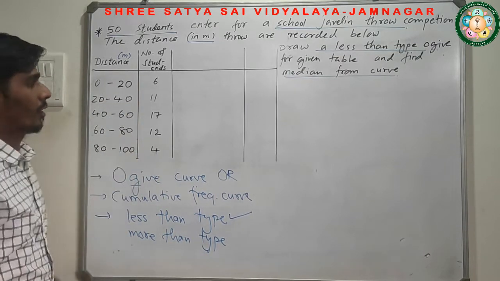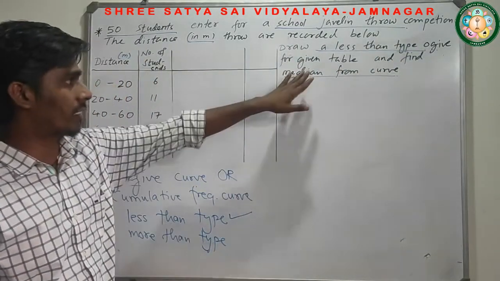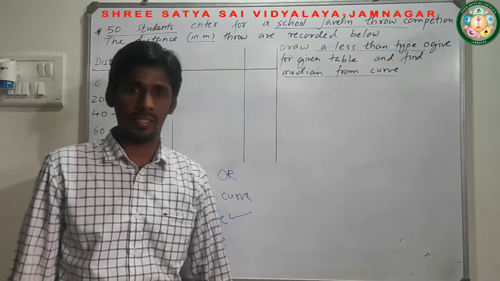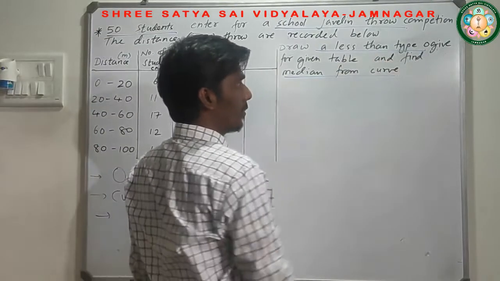So this is the question. From this we have to draw a less than type Ojai curve, and from that curve only we will get the median by the graphical method. That is the second part of the question. But first of all, we will solve a less than type curve.